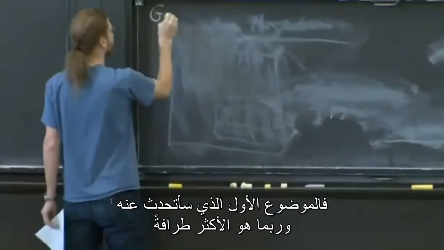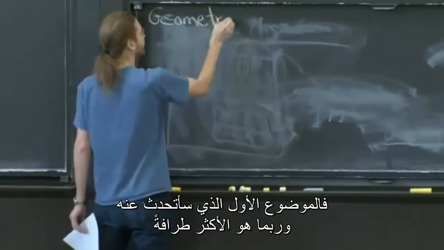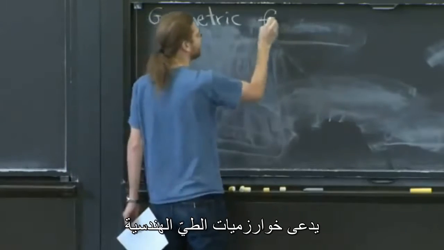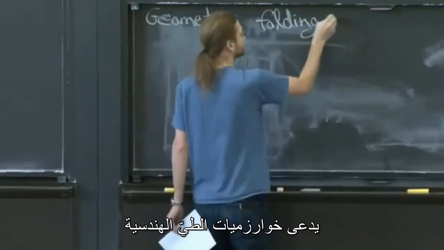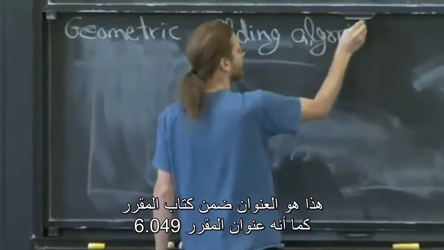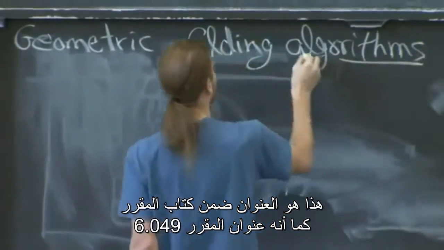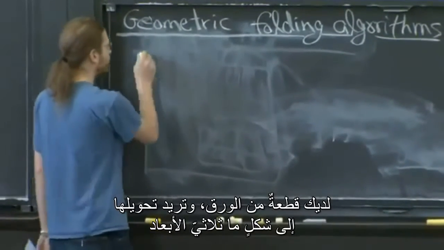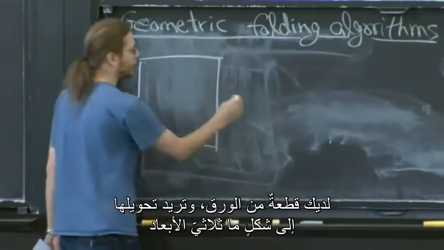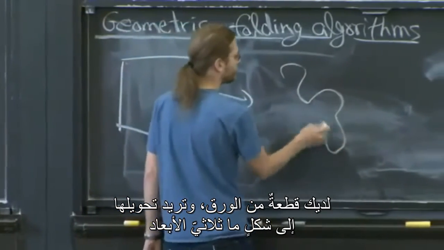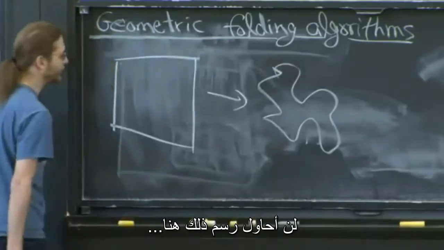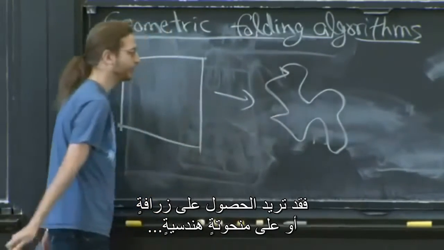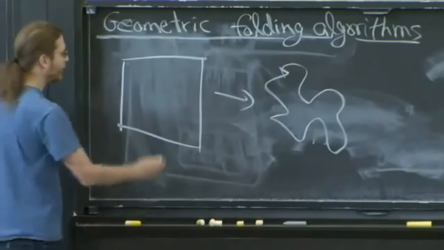So the first topic I'll tell you a little bit about, maybe the most fun, is geometric folding algorithms. It's the title of a textbook and the class 6849. And in general, there's a lot of different kinds of folding in the world, but maybe the most accessible and fun is origami. So you have, on the one hand, a piece of paper, and you'd like to turn it into some crazy three-dimensional shape, which I'm not going to try to draw here. I don't know, you want to fold a giraffe, or you want to make some geometric sculpture. How do you do this?